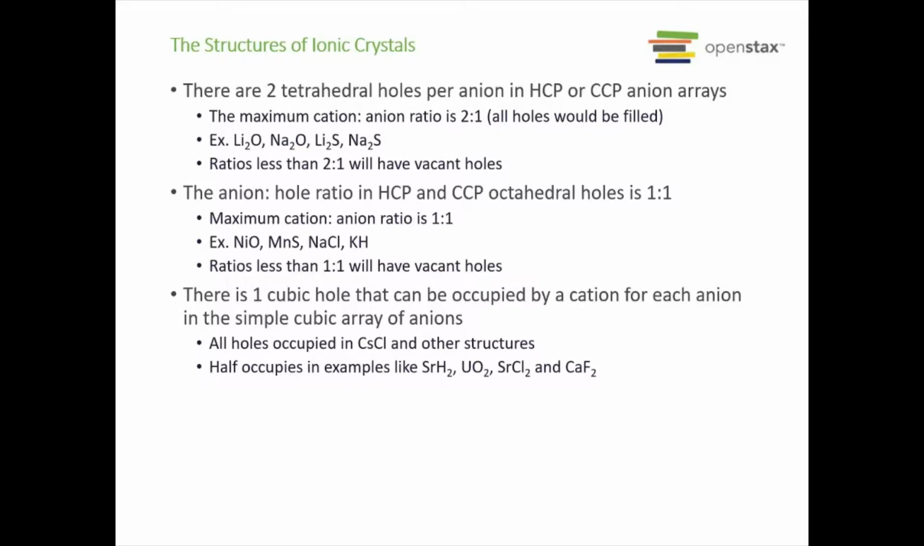Sodium nitride, I believe, would be one. There is 1 cubic hole that can be occupied by a cation for each anion in the simple cubic array. So this was that third array that we looked at in the last slide. So in something like cesium chloride, every single hole is occupied. If you have half occupancy, you would have something like strontium hydride, uranium oxide, strontium chloride, and calcium fluoride. So you have that one hole for a cation per anion in the simple cubic array.